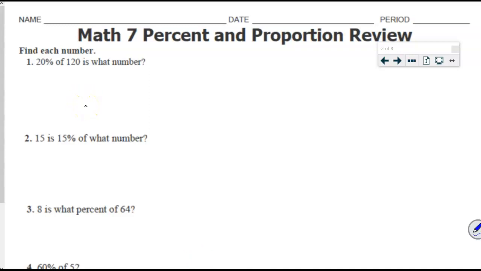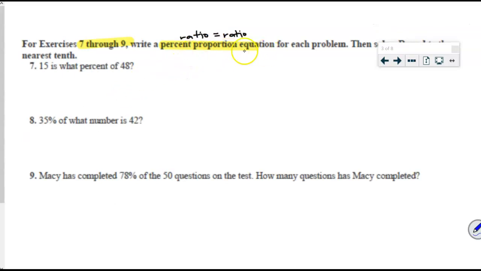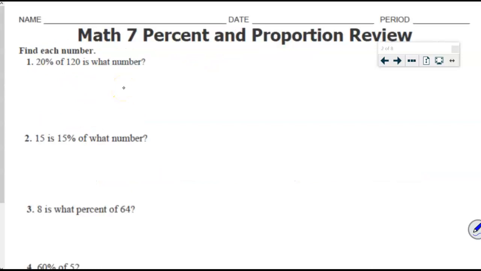The one that we're probably the most familiar with is actually these percent proportion equations. Remember, a percent proportion equation, like in 7 through 9, is a ratio equal to a ratio. And I think that those are really good ways to answer these questions as well. If I write a ratio equal to a ratio, we can find all the parts that we need and figure out what it is that we're missing.